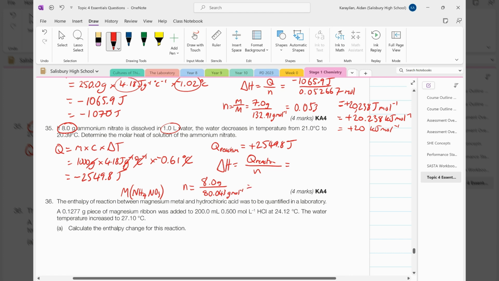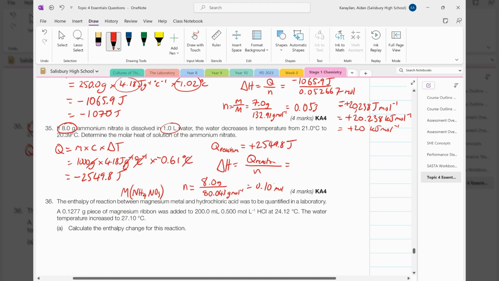And that will be equal to 8 divided by 80.043, which is going to be pretty close to a tenth. So we have 0.10. That's close enough because it actually is 0.0999. So rounding to 0.10 moles.